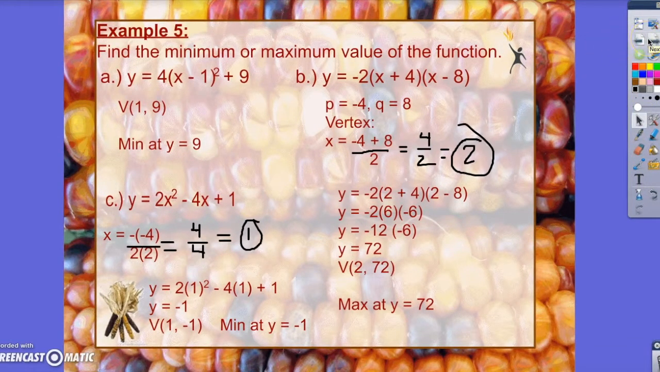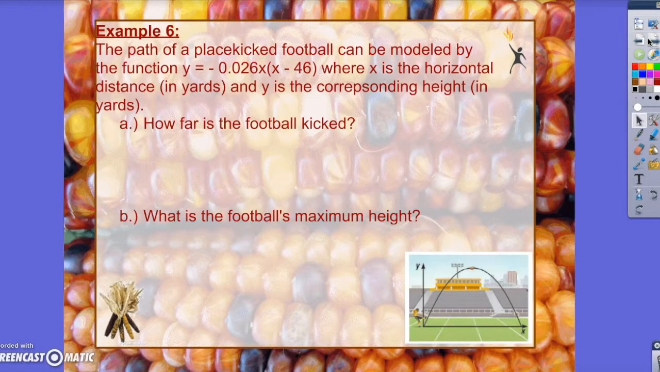So what else can we talk about here? Let's take a look at a word problem, also finding max and min. It says in example 6, the path of a place-kicked football can be modeled by the function y equals negative 0.026x times the quantity x minus 46, where x is the horizontal distance in yards, and y is the corresponding height in yards. How far is the football kicked is the first question.